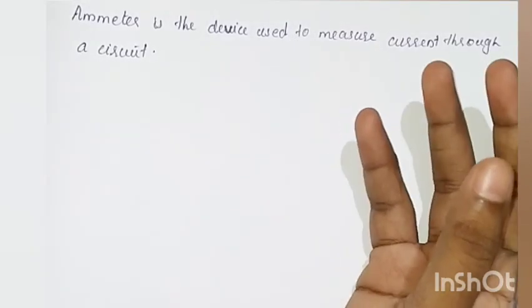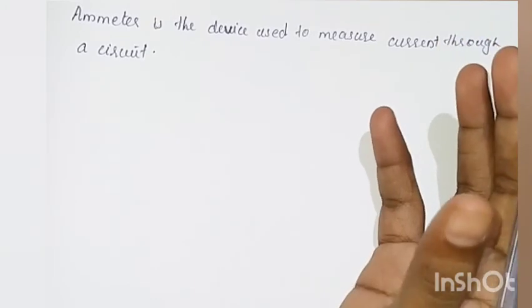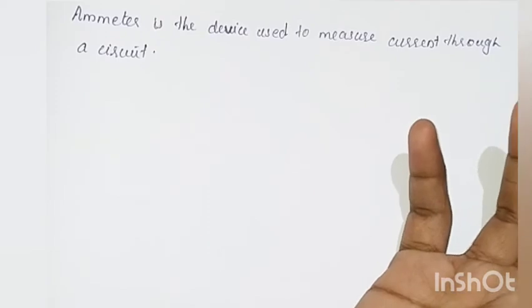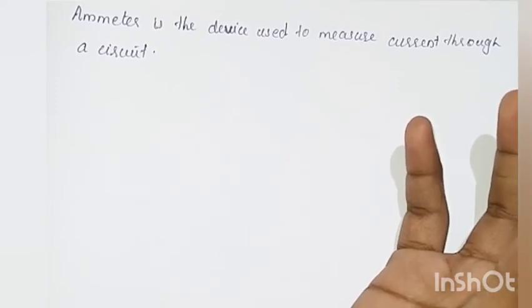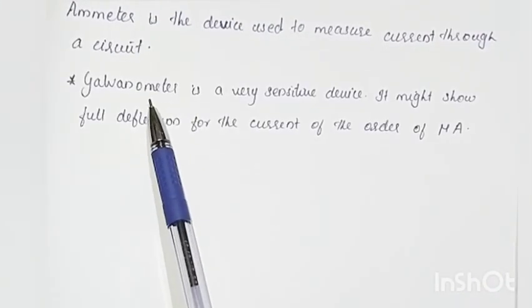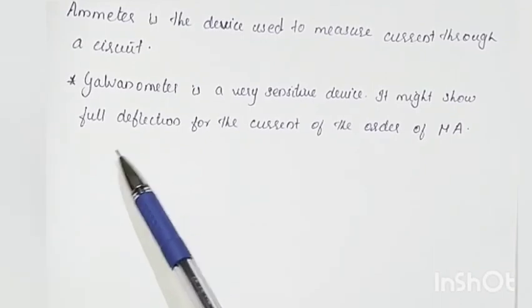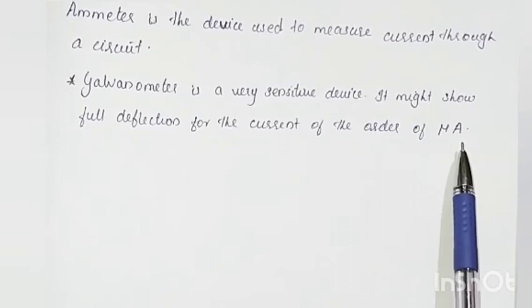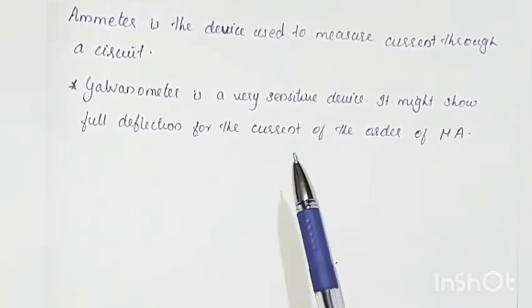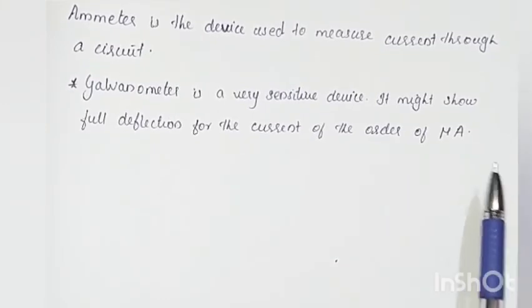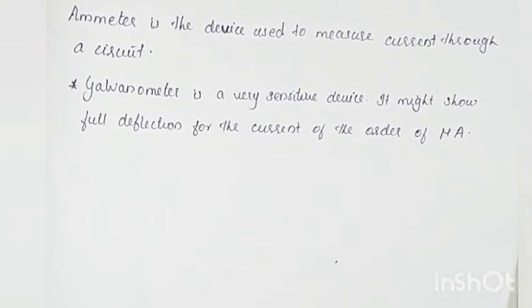But using a galvanometer as such in series with a circuit, we cannot get the current measurement, because we know that a galvanometer is a very sensitive device. And due to the high sensitivity of the galvanometer, it might show a full deflection for a very small current of the order of microampere. So the maximum range of current that we can obtain from a galvanometer is of the range of microampere. Therefore, larger current cannot be measured using a galvanometer.